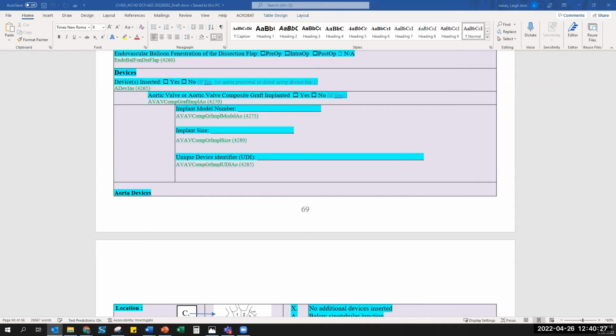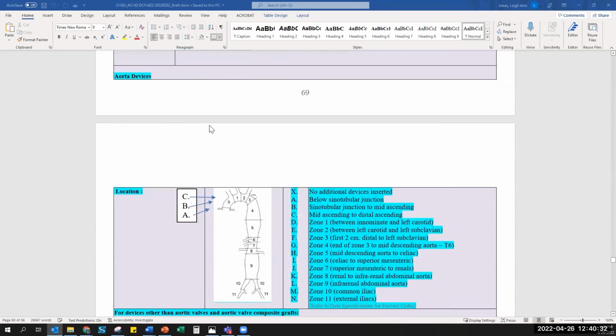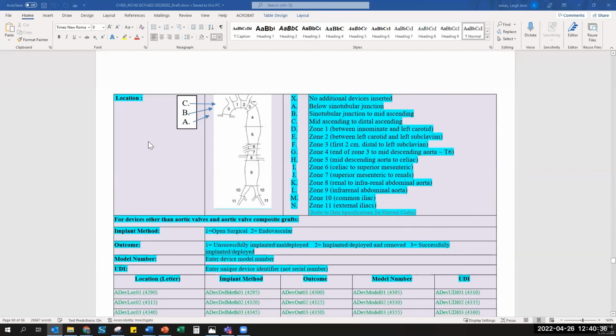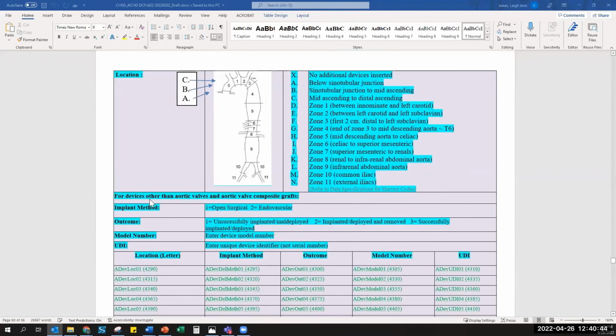The second section, if you scroll down just a little bit, Leanne, is where we're going to talk about actual devices other than aortic valves and aortic valve composite grafts. If you're just doing something like a Medtronic Freestyle, a Bentall, it's all valve conduit, that's all going in the above section we just talked about because that's a commercial graft and it involves the aortic valve.